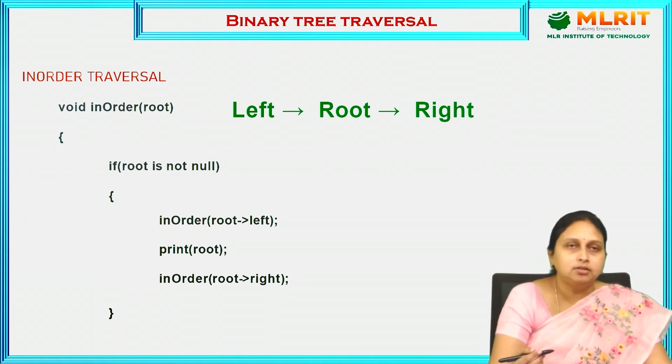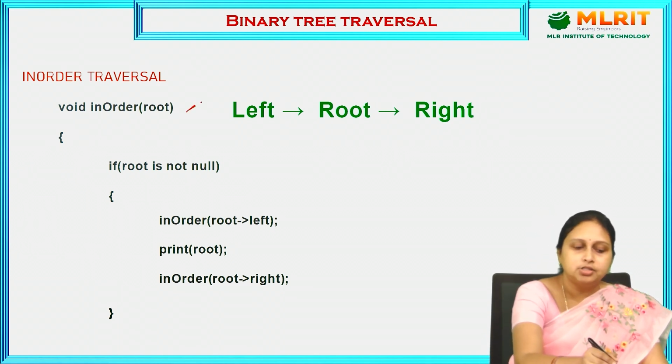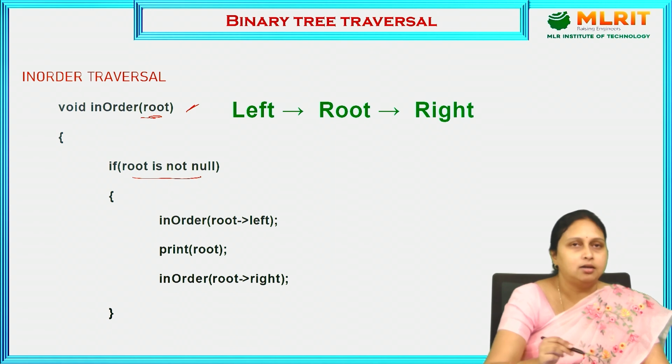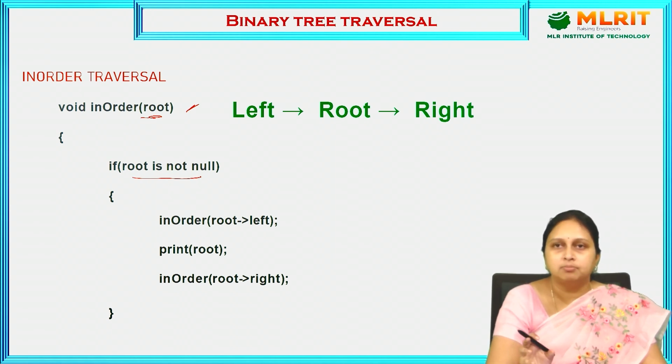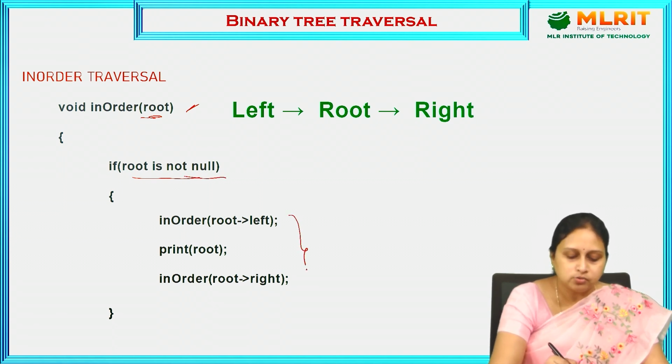Now the same thing we have represented in the algorithmic form, right? We are going to call the function inorder, and we need to pass the root value. If the root is not null, that is, if we have some node or an element present for a root node, it will have some address. If that is not null, then we are going to repeat this process.